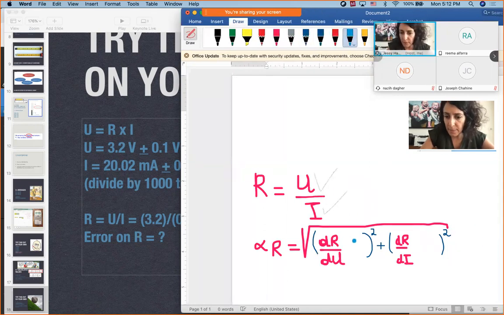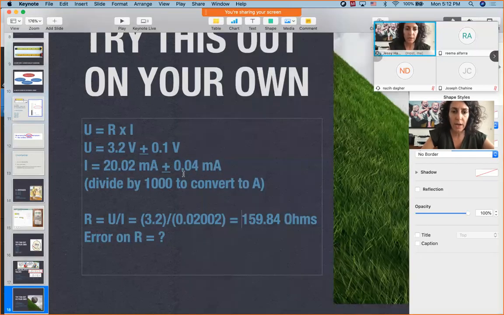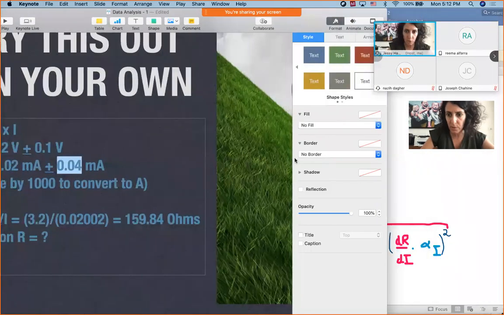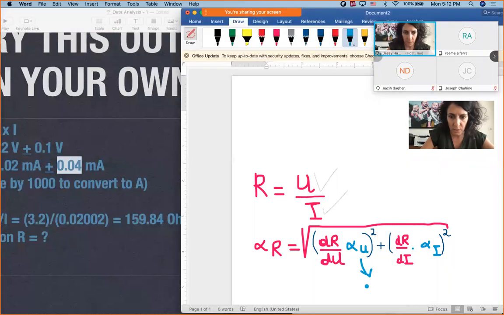Then I should multiply this by the error on U, and multiply by the error on I. So the error on U is here, 0.1 volts, and the error on I is this one, 0.04 milliamperes, to be converted to amperes. So this one is going to be 0.1 volts, and this one is going to be 0.04 divided by 1,000.